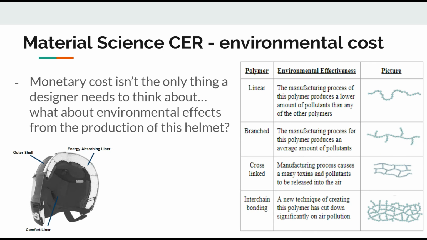Monetary cost is not the only thing that a designer has to think about. We have to think about the environmental cost. What are the environmental effects from the production of this helmet? In the chart to the right, similar setup as before, we see the 4 types of polymers and then some descriptions about the environmental effectiveness. Linear polymers have a certain effect. Branch polymers have an environmental impact, cross-linked, etc. So take a look at that chart.